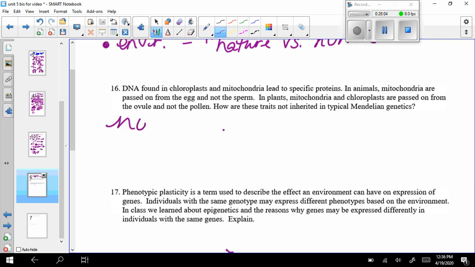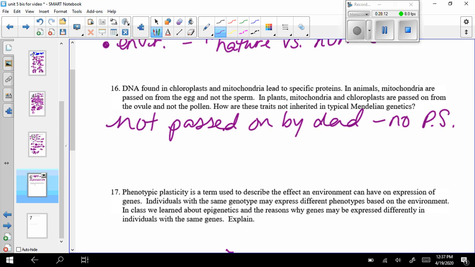So these are not passed on by dad. So no Punnett squares, you don't need a Punnett square. It goes straight from mom to the offspring. So you simply look back, and the traits of mom are going to be expressed in the traits of the offspring, and the traits from the dad really aren't shown because they aren't passed on from dad.